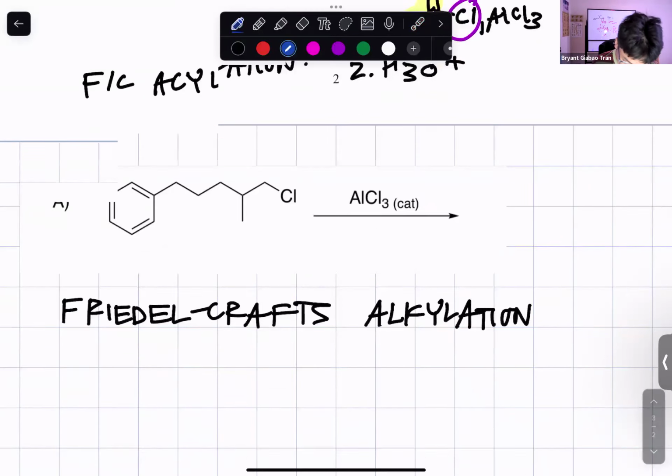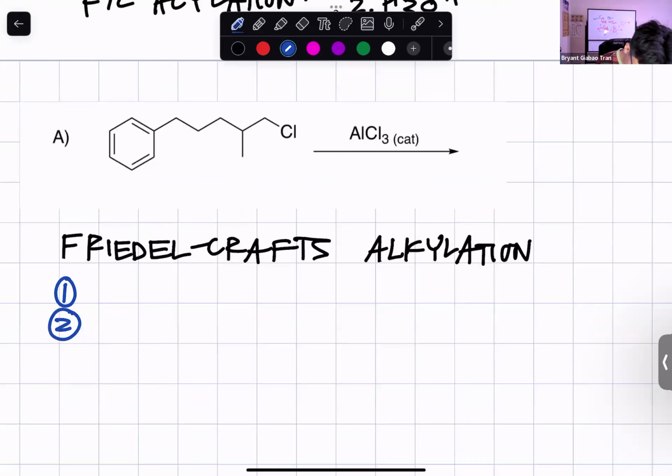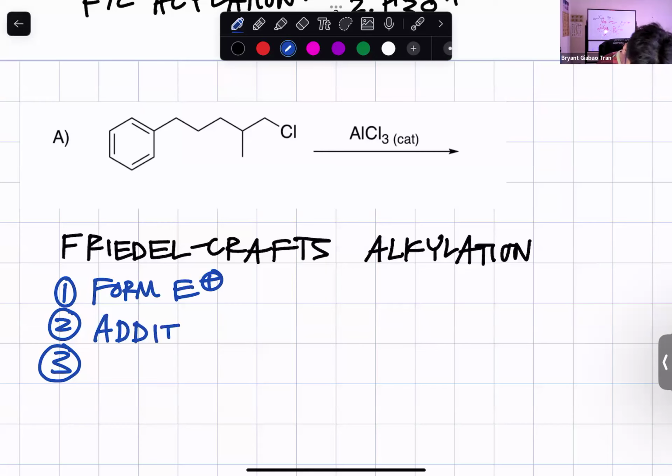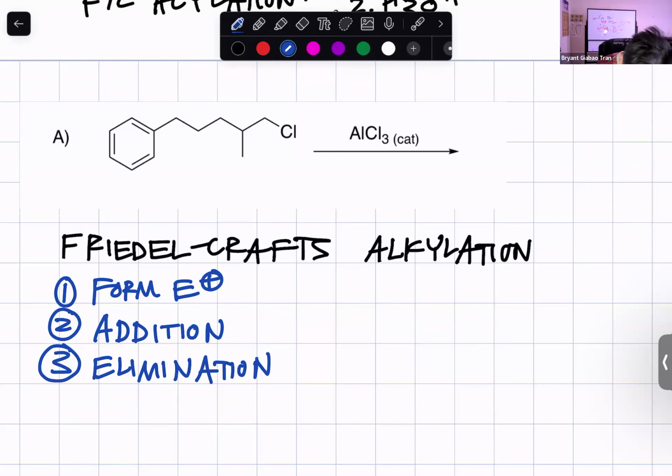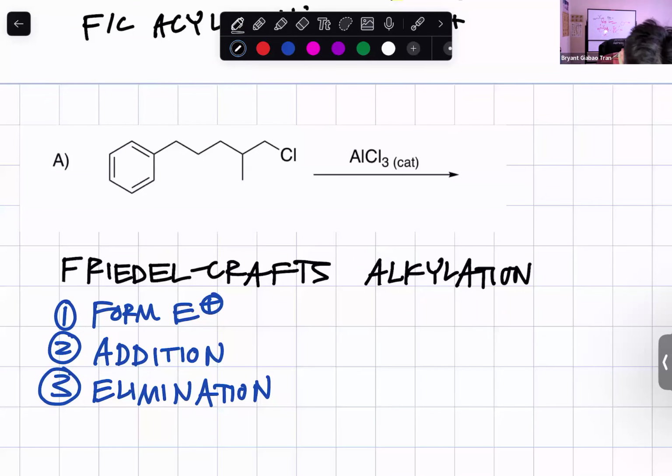And in EAS reactions, they're going to be condensed down into these three general steps in the mechanism. The very first step is to form the electrophile. The second step is to add the electrophile onto the benzene ring, which is the addition step, which would break the aromatic benzene ring. I'll show you that more clearly as we go through this mechanism. And to restore that aromaticity, we're going to do an elimination reaction to reform that double bond, but more specifically an E1 reaction, right?